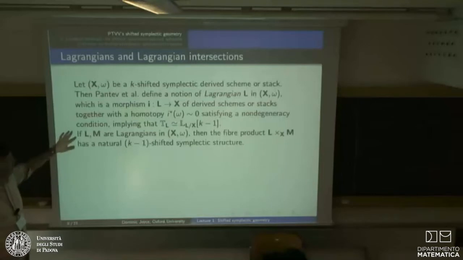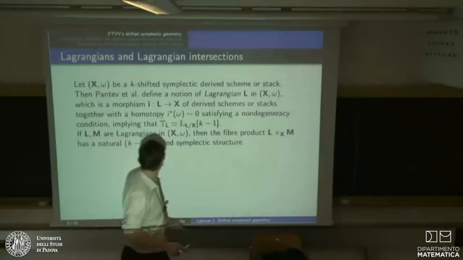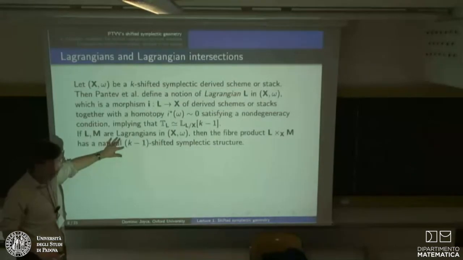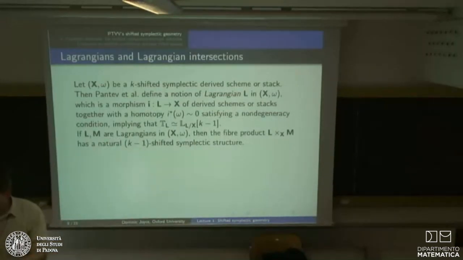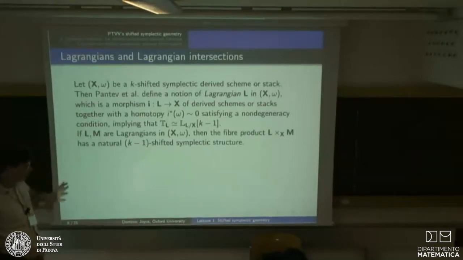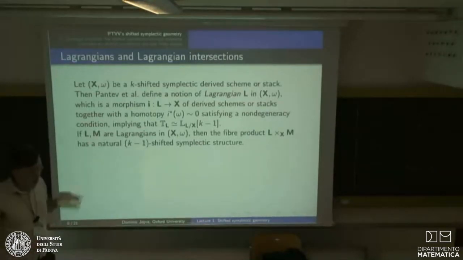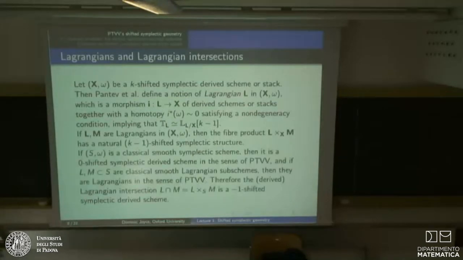Okay. They also say that if L and M are Lagrangians in X, where X is k-shifted, then the homotopy fiber product L ×_X M has a natural (k-1)-shifted symplectic structure. So a nice thing in this derived symplectic world is that you can go between different levels of symplecticness. You can go from k-shifted symplectic things to (k-1)-shifted symplectic, and of course then you can take even more fiber products and go to (k-2)-shifted symplectic and so on. The whole tower of symplectic things and Lagrangian things is connected in interesting ways.